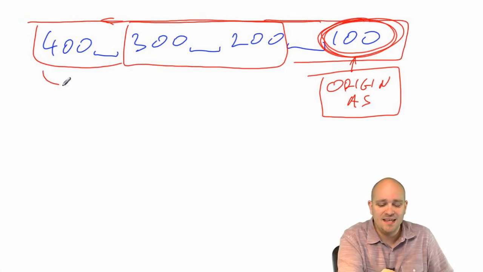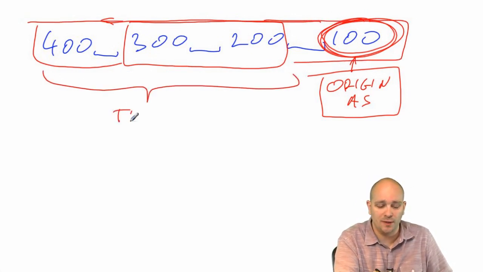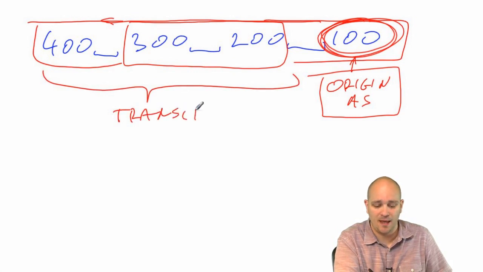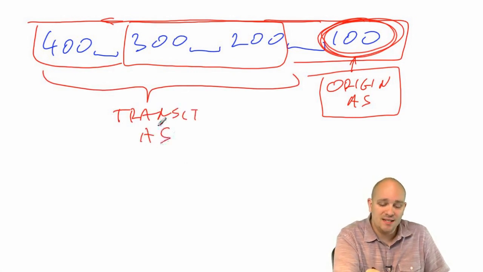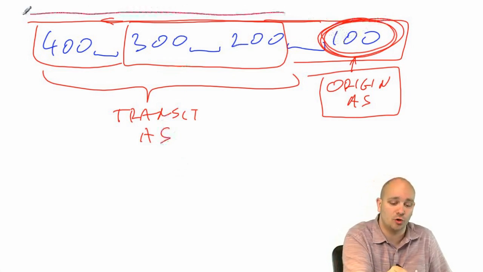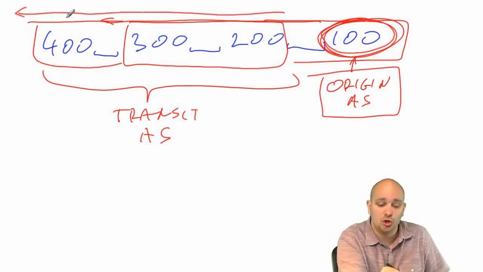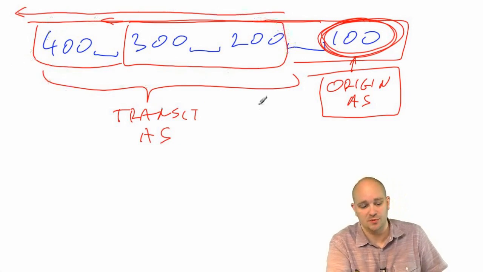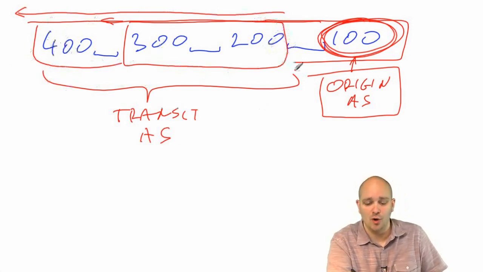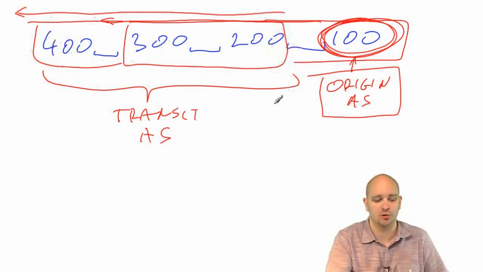these all are going to be called transit autonomous systems. So this simply means that this route was advertised through these autonomous systems. It's not actually being terminated in these autonomous systems. 400, 300, and 200 are usually what's going to be called transit.